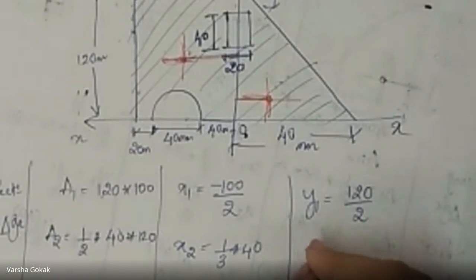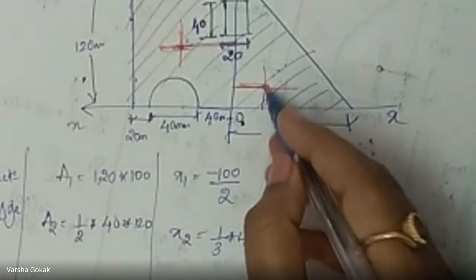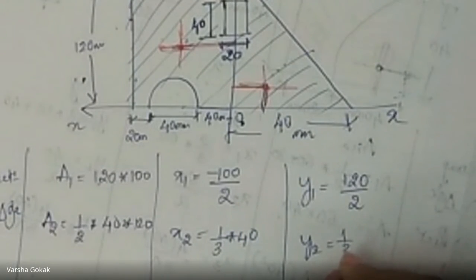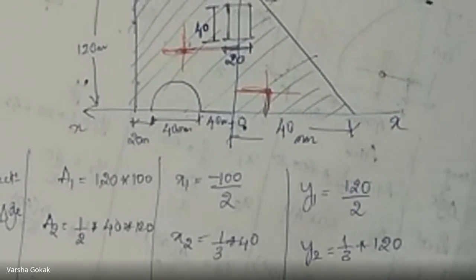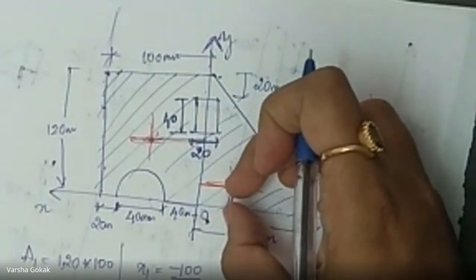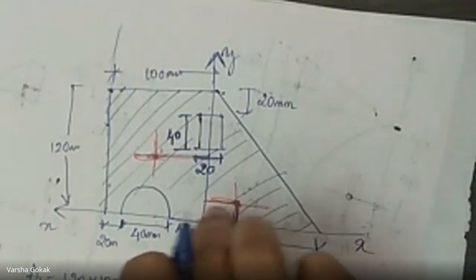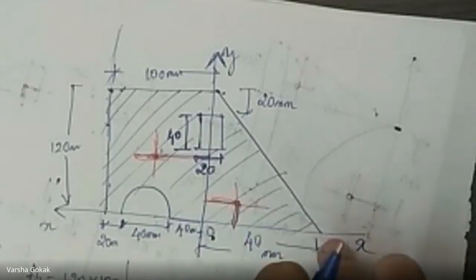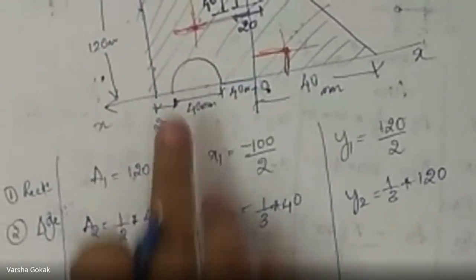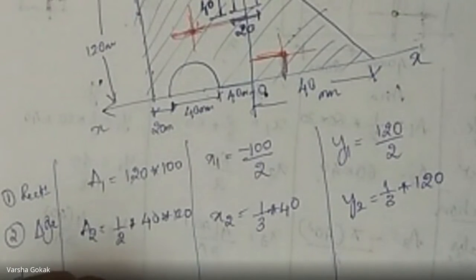Okay. What about y2? This distance. That is 1/3 of the height of the triangle, that is 120. 120 is the height. So 1/3 of height, that is 1/3 of 120. And it is already with reference to the x-axis. So we'll not add any distances. Once these two are done, then we have to go to the deductions.